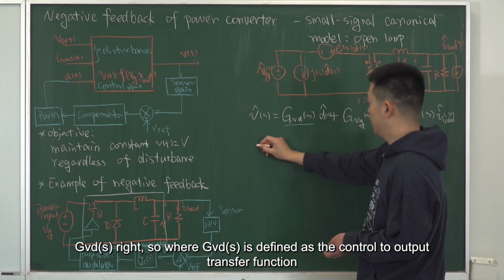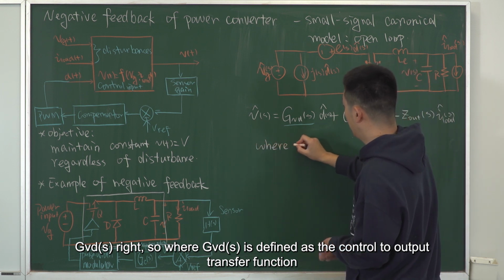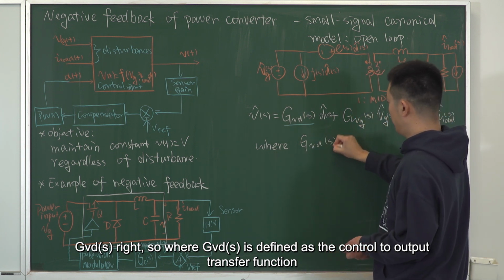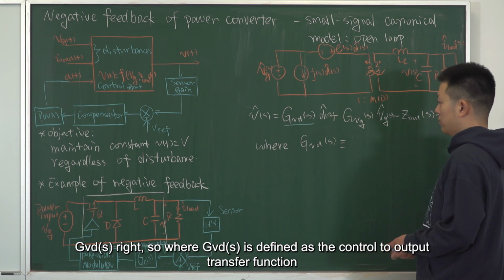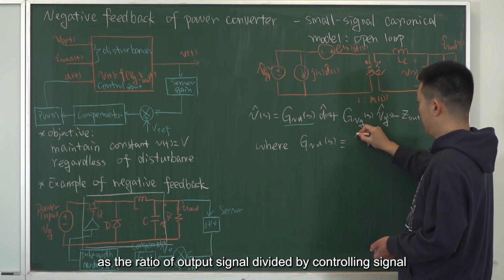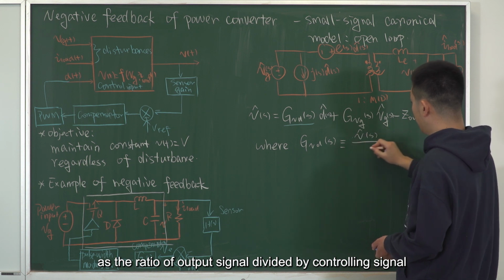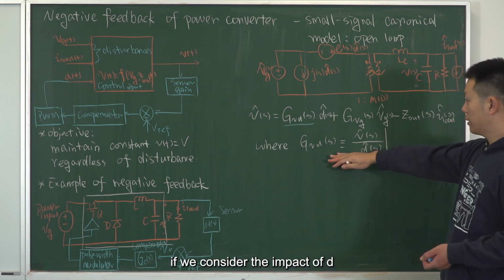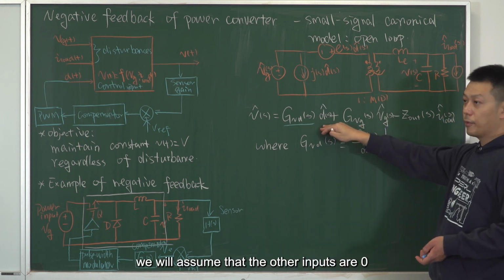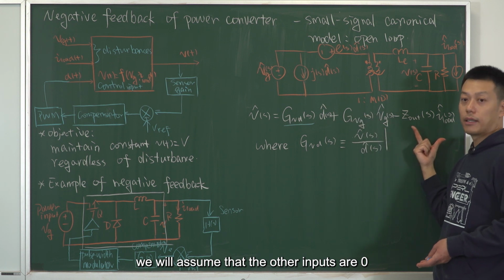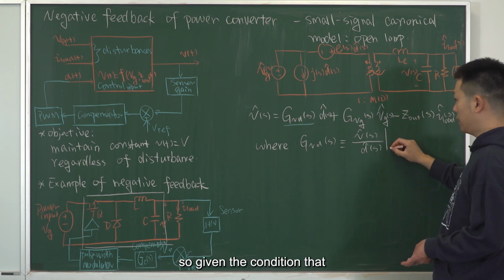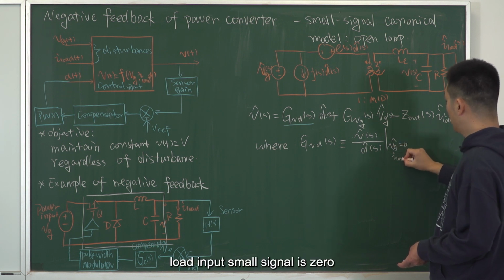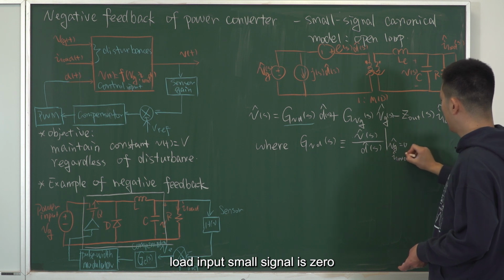Gvd is defined as the control to output transfer function, the ratio of output signal divided by controlling signal. If we consider the impact of d, we assume that the other inputs are 0, given the condition that the line input small signal is 0 and the load input small signal is 0.